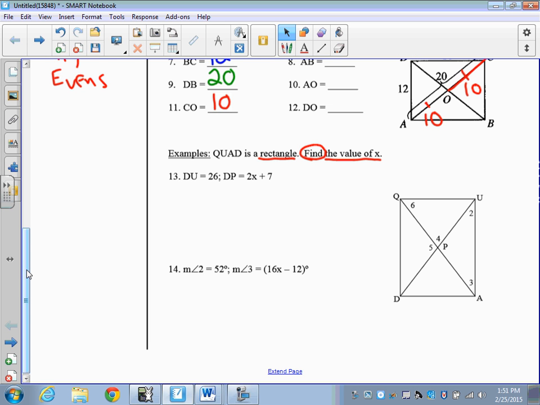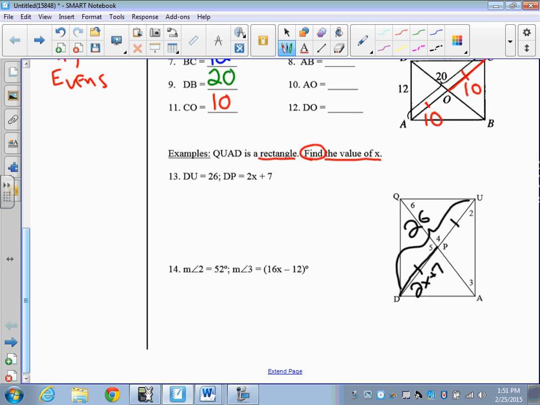So the first problem says DU is 26. So it's always a good idea to label your picture. So DU is 26 and DP is 2x plus 7. We had a problem just like this above where we saw that the diagonal gets bisected, it gets cut in half. So we're going to have two smaller pieces, 2x plus 7. So we have 2x plus 7 plus 2x plus 7 equals that whole line, which is 26. That's the setup for this problem.